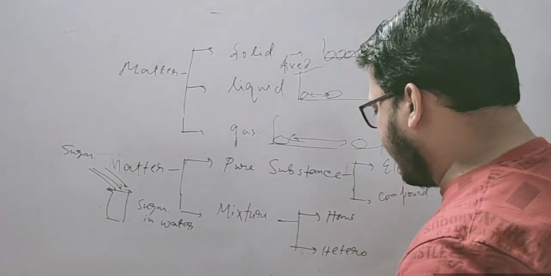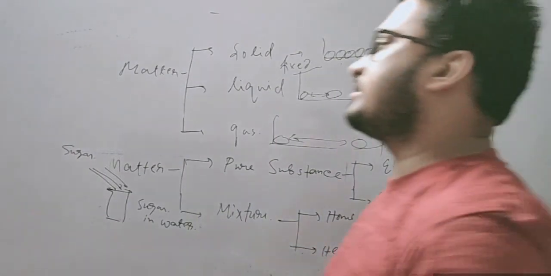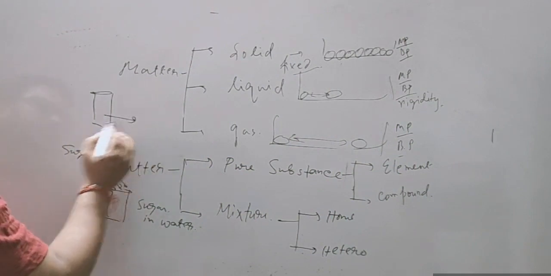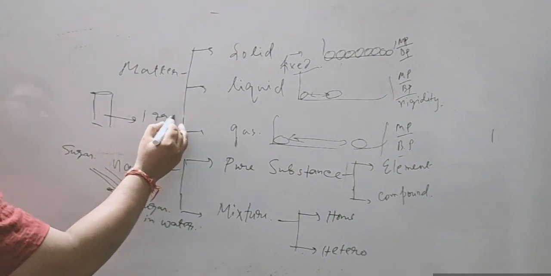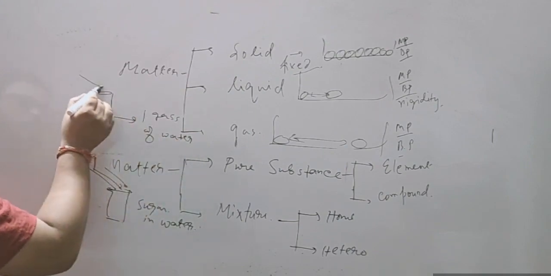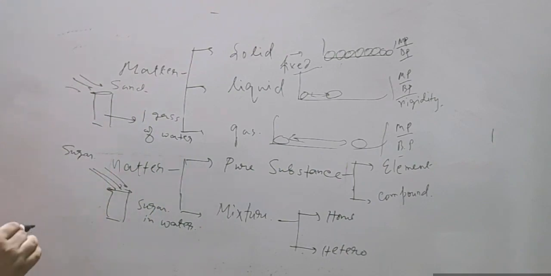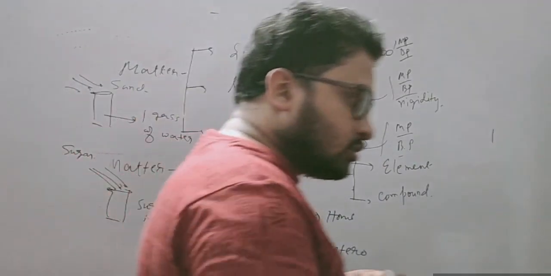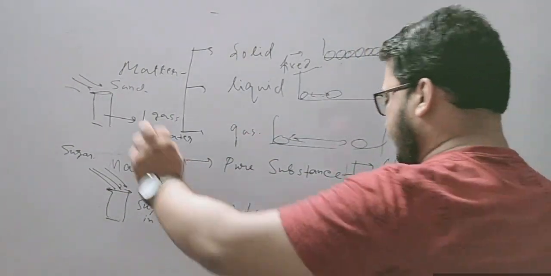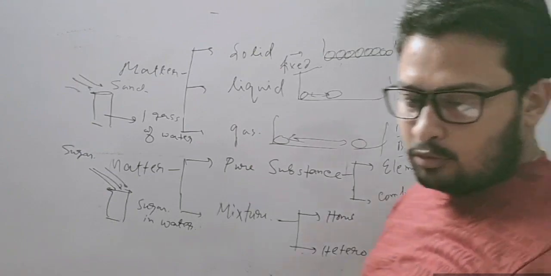And on the other hand, what is a heterogeneous mixture? Suppose you have taken a glass of water and you add sand. Is it possible for sand to mix with water? It's not. Therefore, this type of mixture is called a heterogeneous mixture. Common sense.